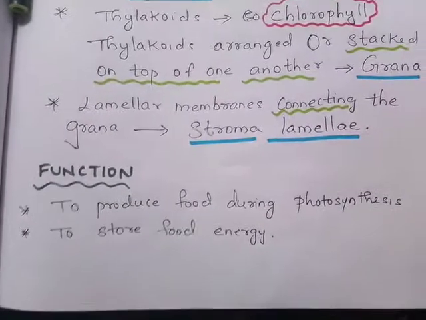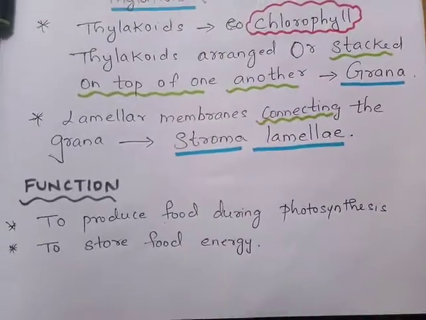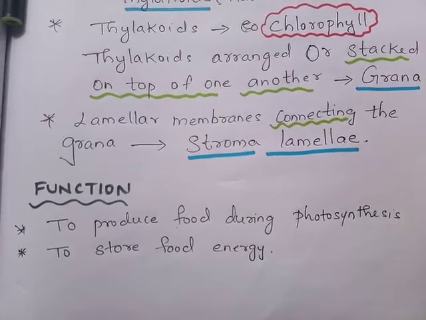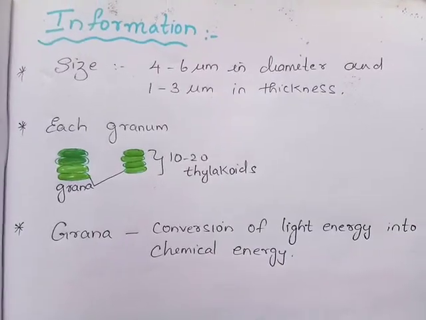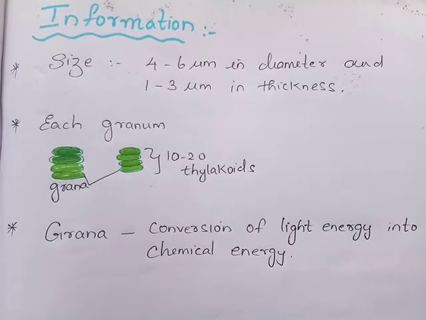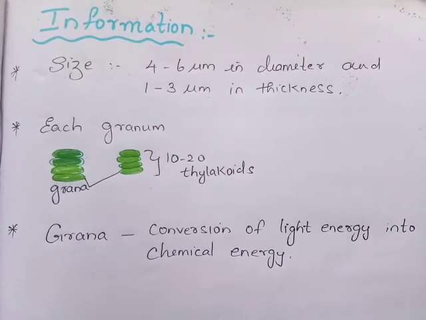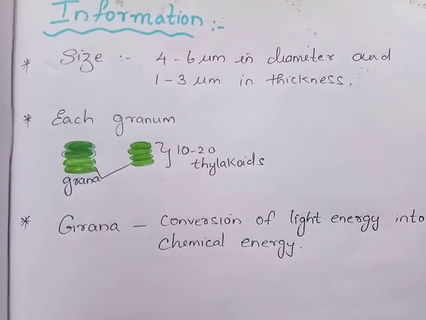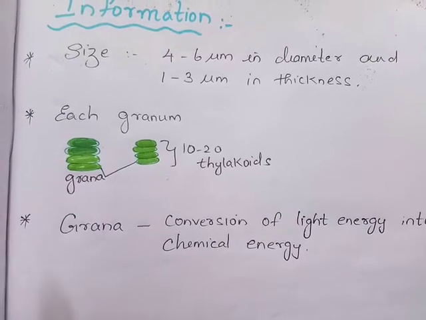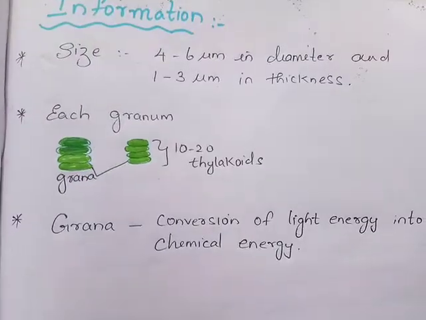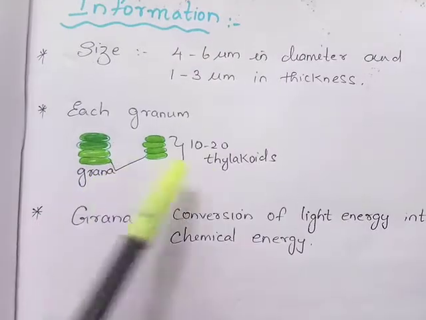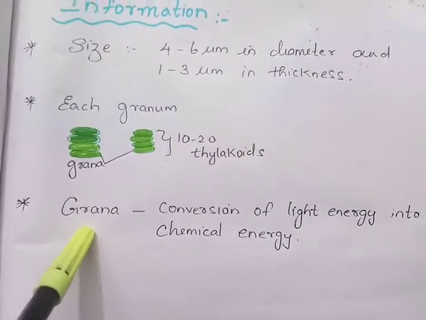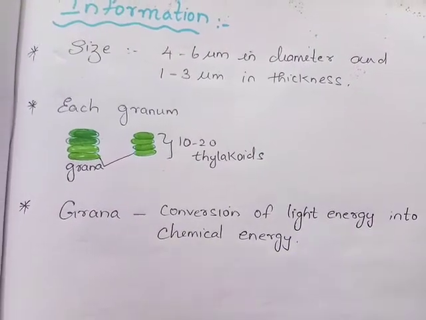The function of chloroplast is that they help to produce food during photosynthesis, and they also help to store food energy. The size of the chloroplast varies as 4 to 6 μm in diameter and 1 to 3 μm in thickness. In the case of grana, each grana contains at least 10 to 20 thylakoids. So each grana contains 10 to 20 thylakoids. And again in grana, the conversion of light energy into chemical energy occurs.